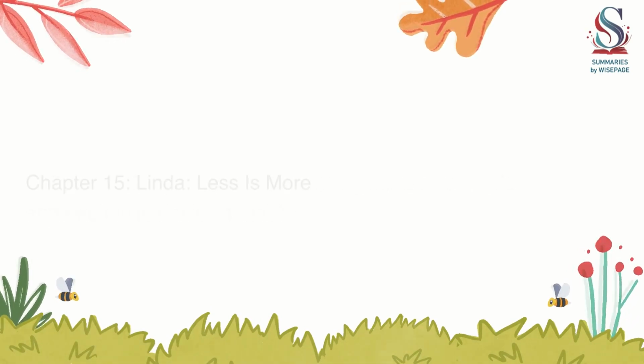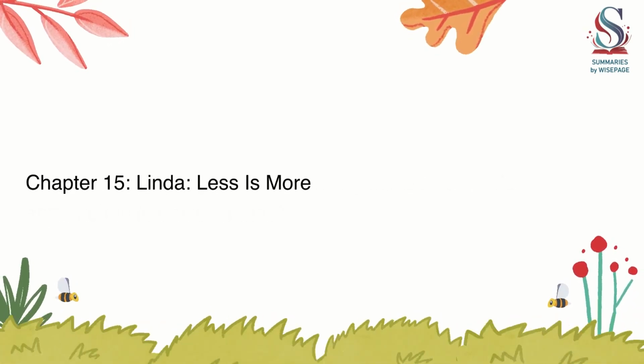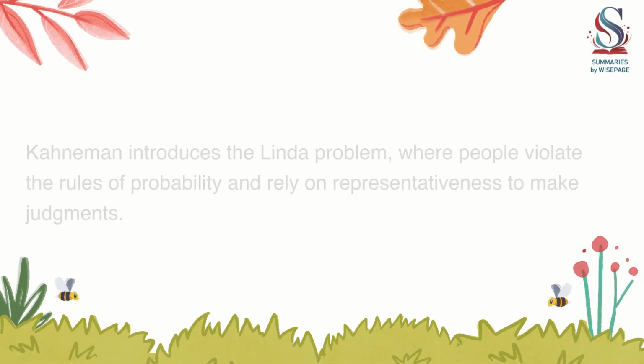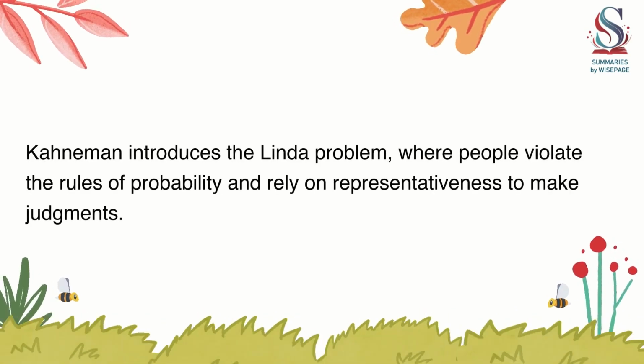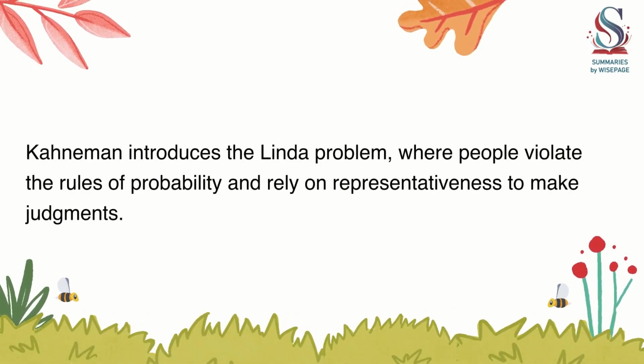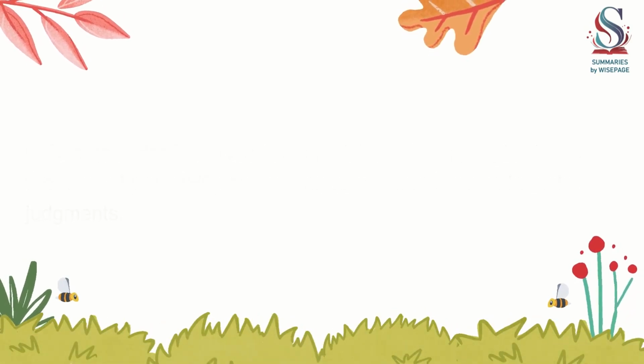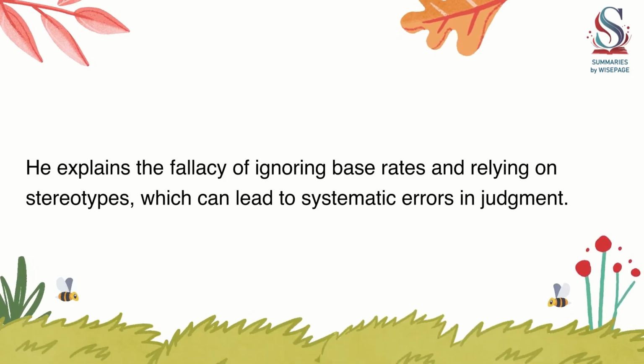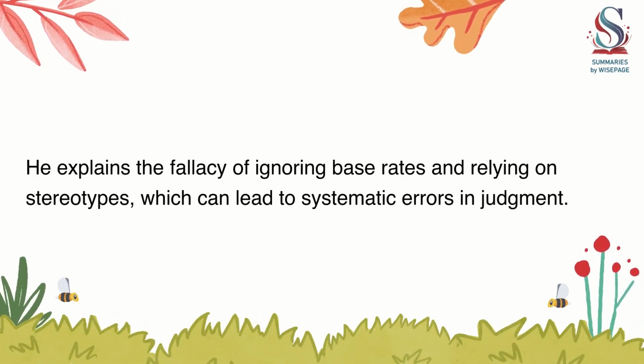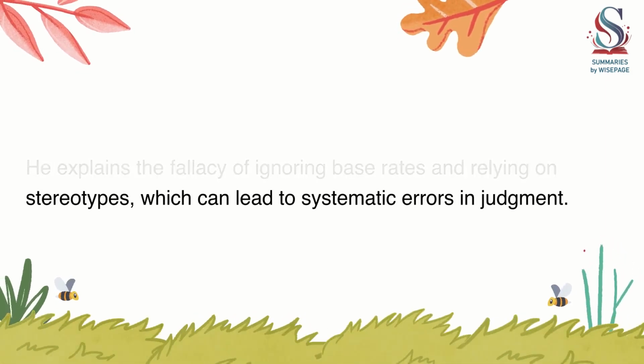Chapter 15: Linda, Less is More. Kahneman introduces the Linda problem, where people violate the rules of probability and rely on representativeness to make judgments. He explains the fallacy of ignoring base rates and relying on stereotypes, which can lead to systematic errors in judgment.